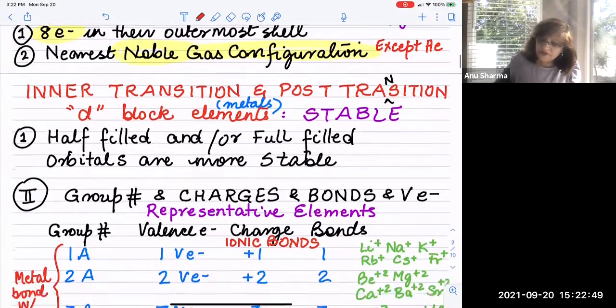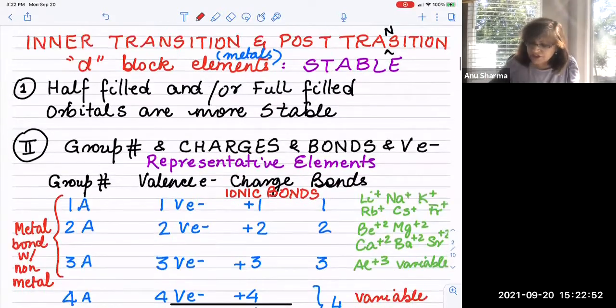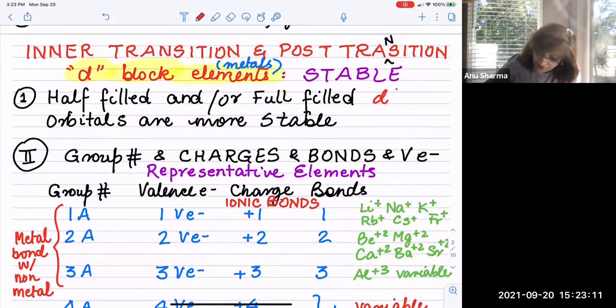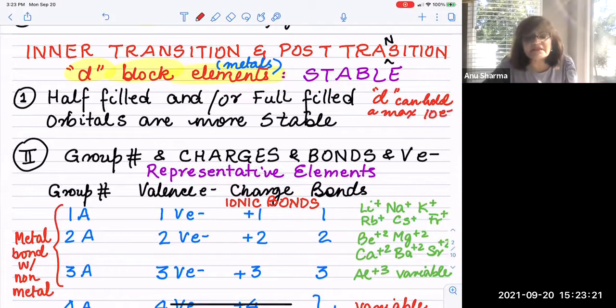Okay, then we have the electrons also present in the last shell of the transition and the post-transition metals. These are the d block elements. So these d block elements have the d orbitals, and these d orbitals can hold a maximum of 10 electrons. As a result, the octet rule doesn't apply on them.